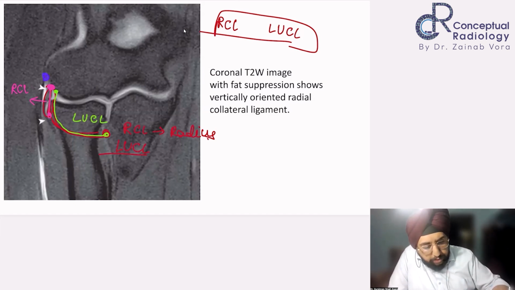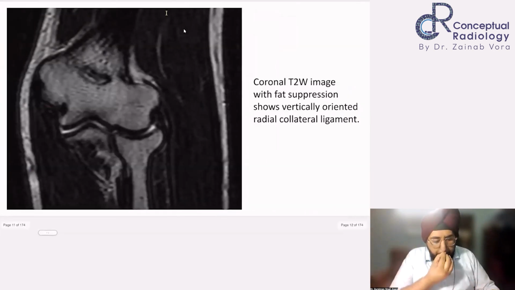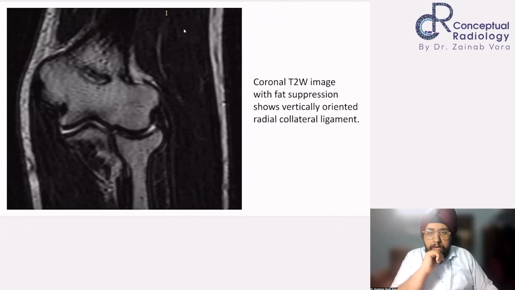And this is your common extensor tendon origin. Okay. So even if you're not able to differentiate the origins of these three structures at the lateral epicondyle, by seeing where they are going, you can easily differentiate whether it's a radial collateral ligament or the lateral ulnar collateral ligament. Again, you can see the vertically oriented, low signal density structure, which is originating from the lateral epicondyle and attaching onto the radius, that is your radial collateral ligament.